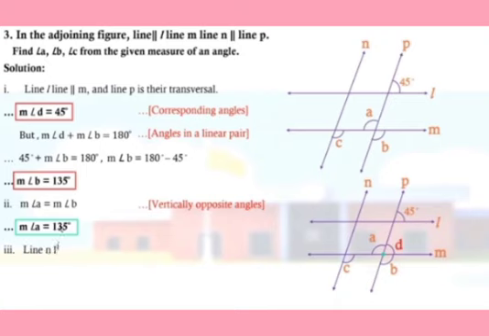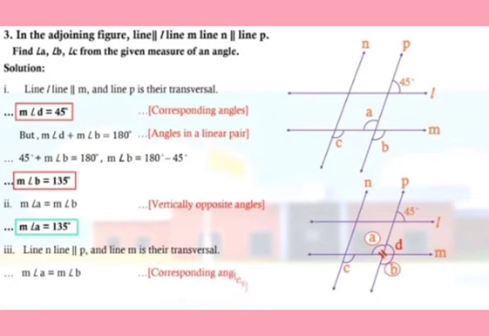So here again we will write line N parallel to line P, and line M is their transversal. Previously we had written line P is their transversal. So here we will write line M is their transversal. So here measure of angle A is equal to measure of angle B. They are vertically opposite angles, so they are equal. So now here they are corresponding angles. Measure of angle A is equal to measure of angle B, corresponding angles.